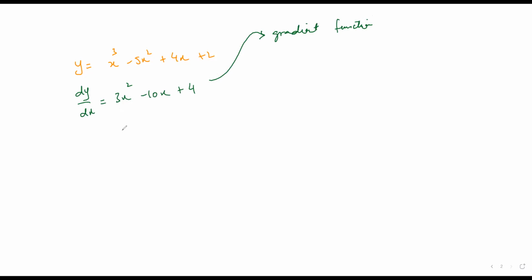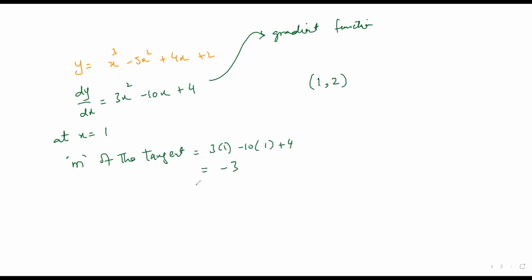Now, suppose there is a point on the curve which is 1 comma 2, and you want to write down the equation of the tangent at this point. First of all, you would say, at x equal to 1, you will have the gradient of the tangent. The gradient of the tangent would be 3 into 1 minus 10 into 1 plus 4. So this is minus 3.